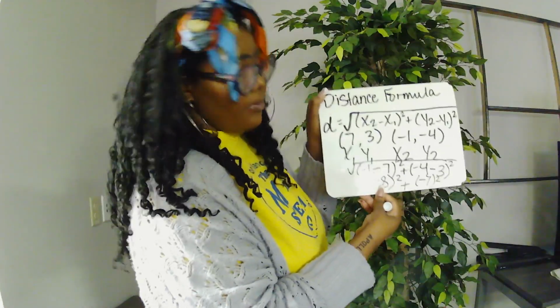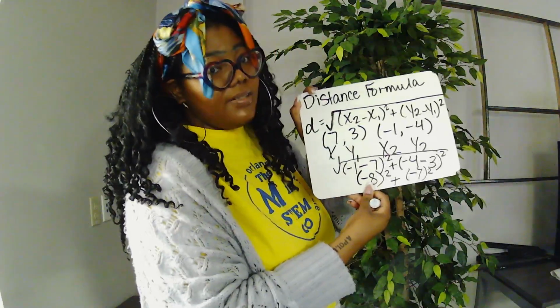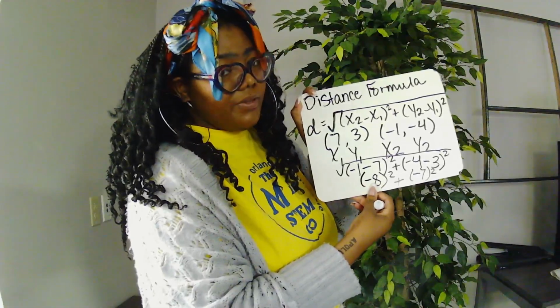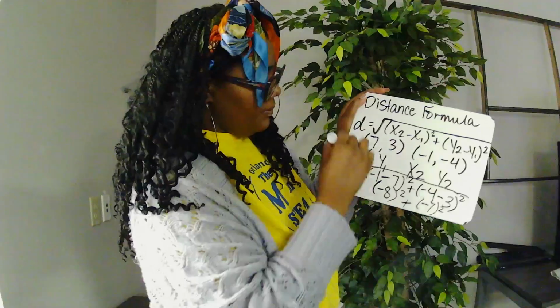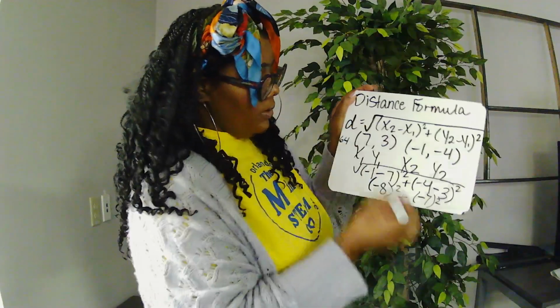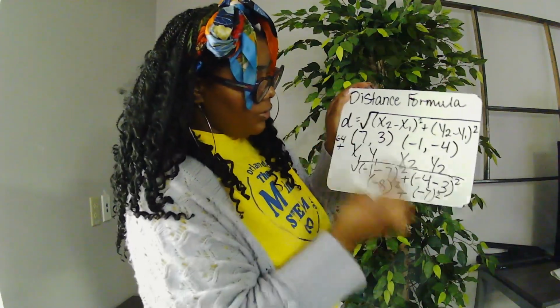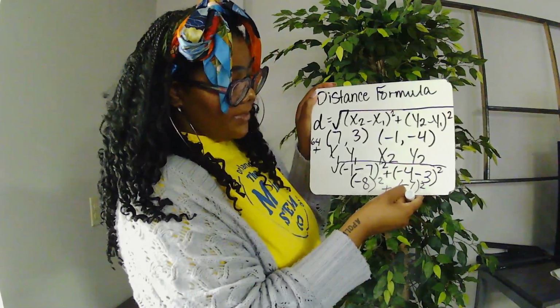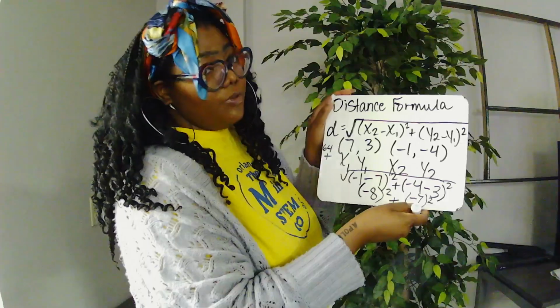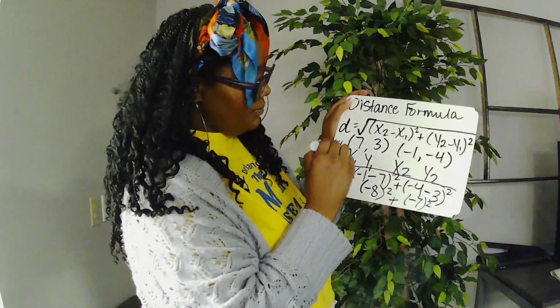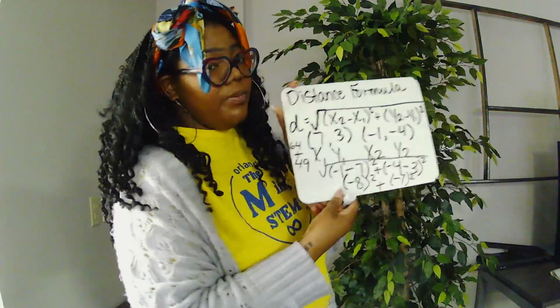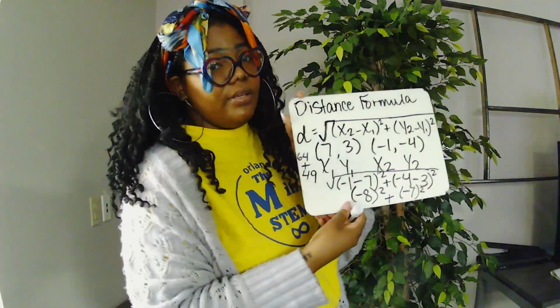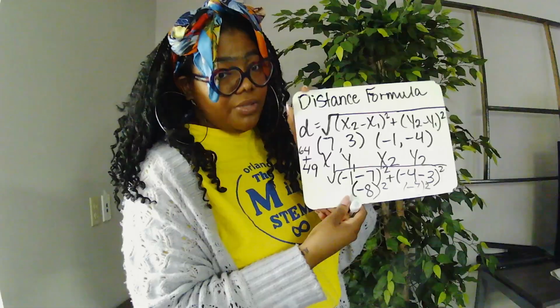So this tells me the square of -8, which means -8 times -8. And that gives you a +64. And I still have to add that to -7 times -7. And it gives you a +49. So I will be adding 64 plus 49. If you add those two, you should get 113.